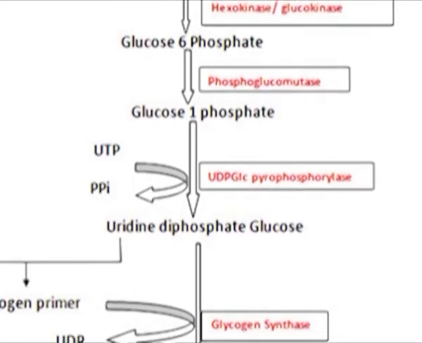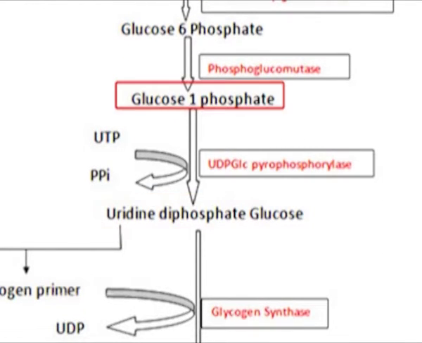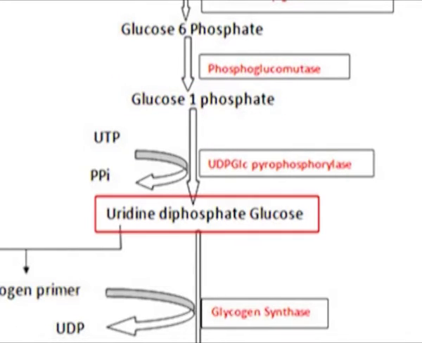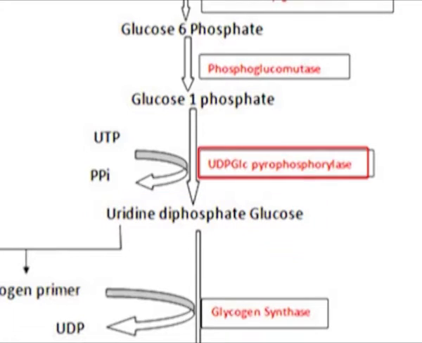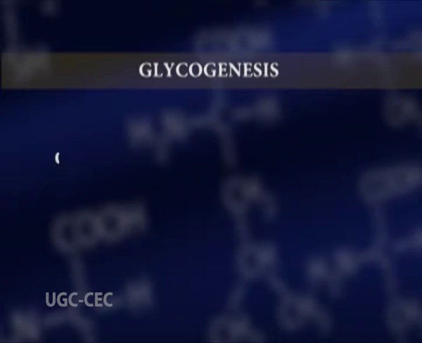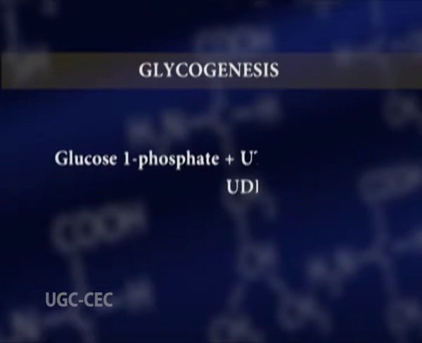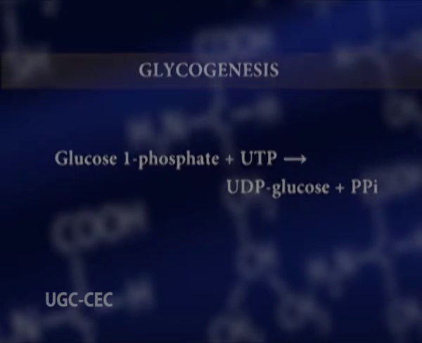Third is the formation of UDP glucose from glucose 1-phosphate. Glucose 1-phosphate is converted into UDP glucose by the action of UDP glucose pyrophosphorylase. This is a key step in glycogen biosynthesis. Pyrophosphate is formed, which is later hydrolyzed by pyrophosphatase into two phosphate molecules. Here, glucose 1-phosphate reacts with UTP to form UDP glucose with the release of two inorganic phosphates.